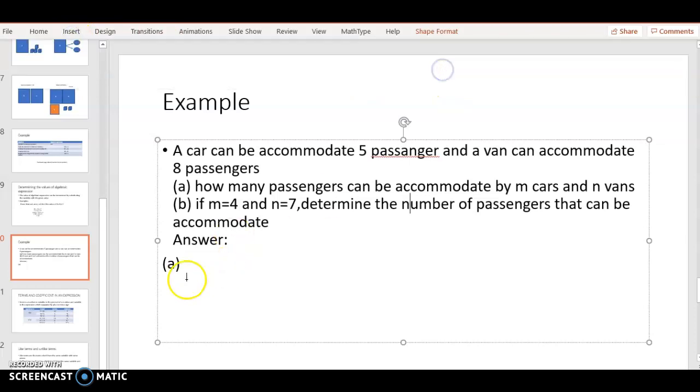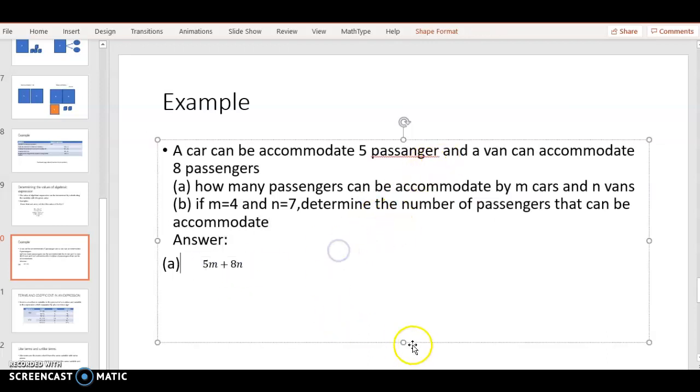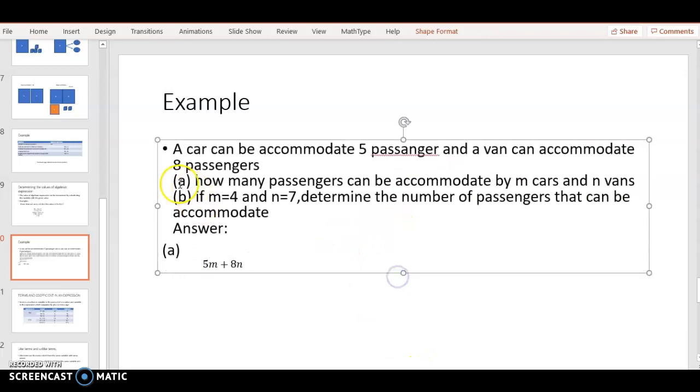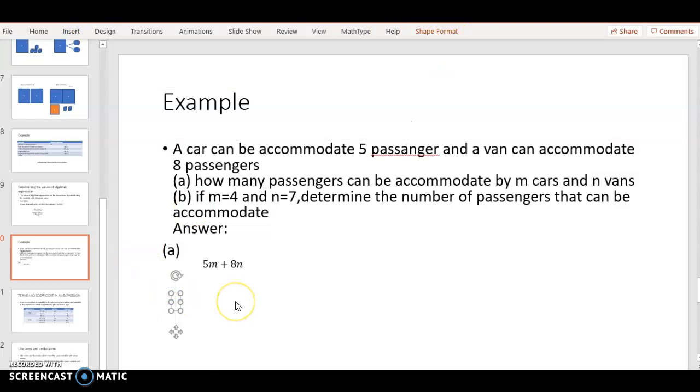Okay, for A over here, this is your algebraic expression: 5m plus 8n. Now we want to find B1. How do we want to solve question B?